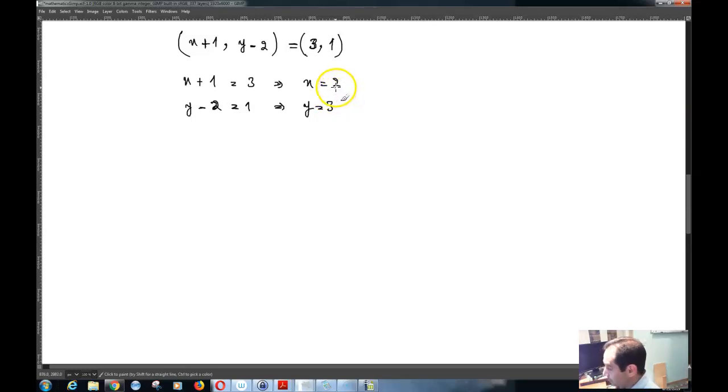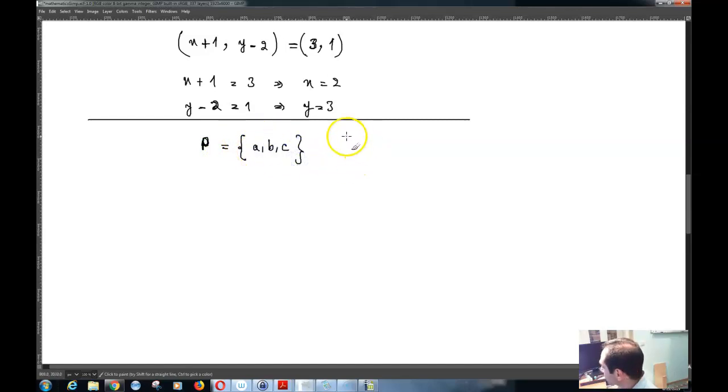Now suppose that, as another example, you have two sets, for example P, capital P, which is A, B, and C, and you have another set Q, which is equal to only one element R. And you want to form the two Cartesian products of these two sets, meaning P times Q and Q times P.